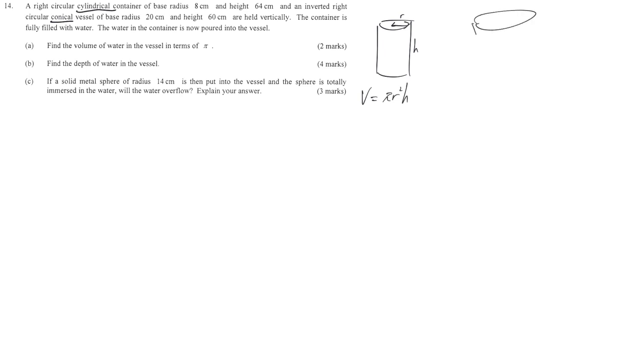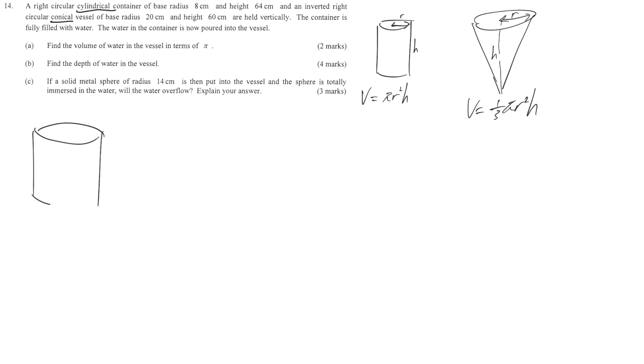Another object is an inverted conical vessel. The radius is r, the height is h, then the volume is 1/3 times pi r squared, the circle, times height, which is 1/3 of the prism. So applying this to our case, the very important thing is you need to draw properly and understand what is being asked here.